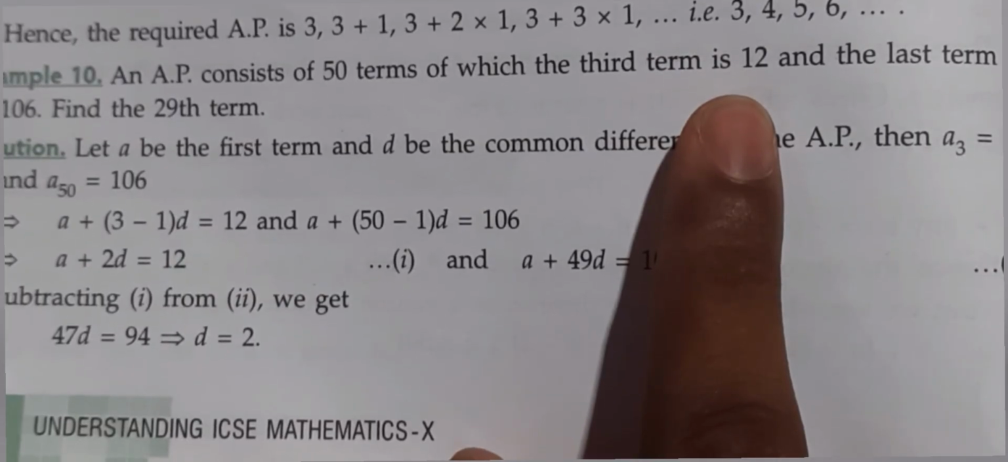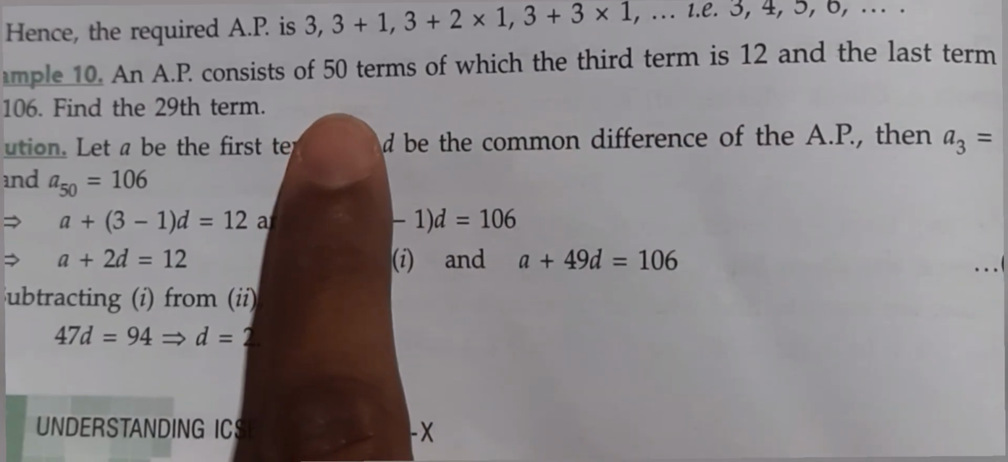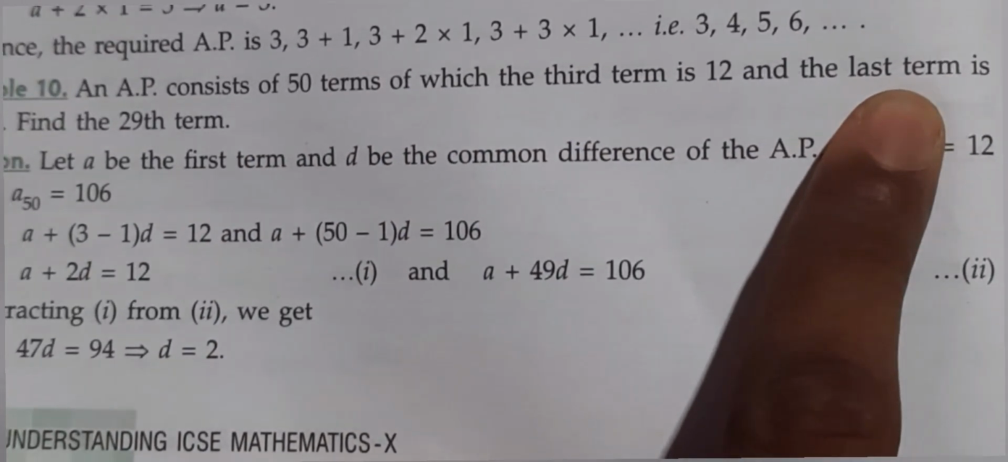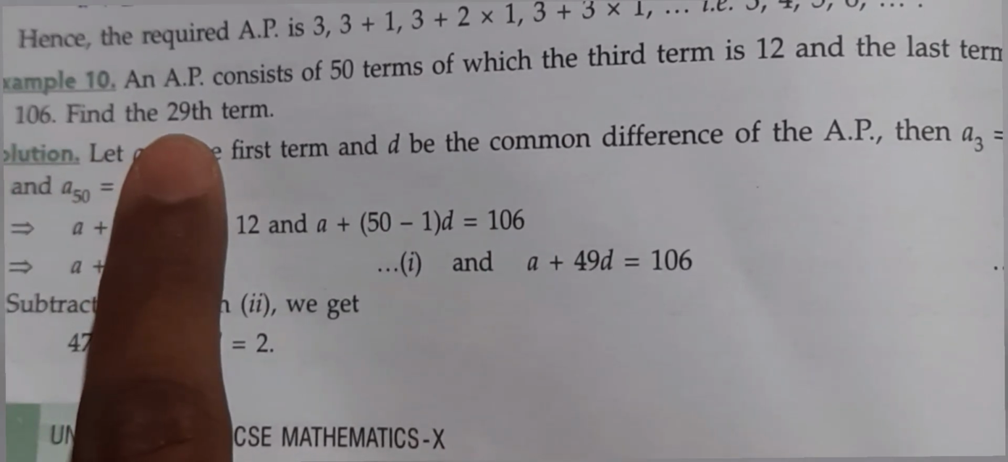Third term is 12, what does that mean? The value which is lying on the third place is 12. Okay, so total how many are there? Total 50 are there. And the last term is 106, right? You have to find out the 29th term.